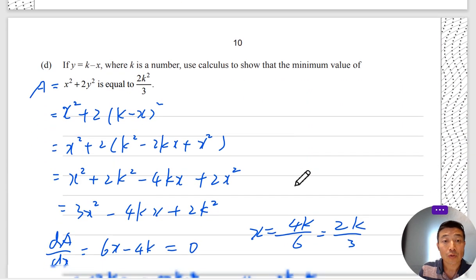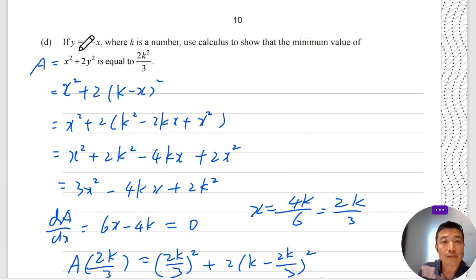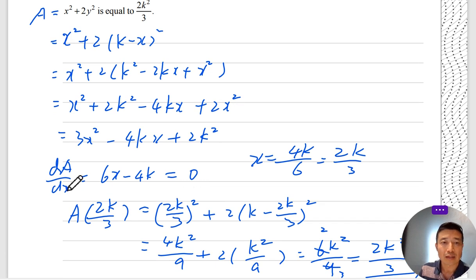Okay. Question D. If y is k minus x, where k is a number, use calculus to show that the minimum value of x squared plus 2y squared is equal to that. So I just named this A because we are going to differentiate this expression, right? So x squared plus 2 instead of y, I plug that in to unify the variables, right? Expand, right? Expand, and then we should be able to differentiate A.